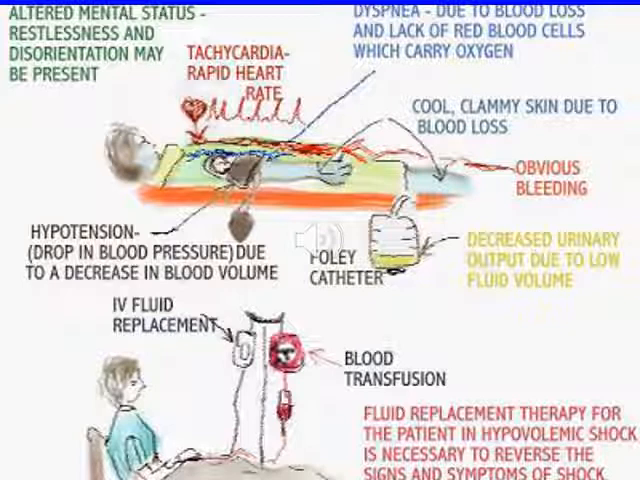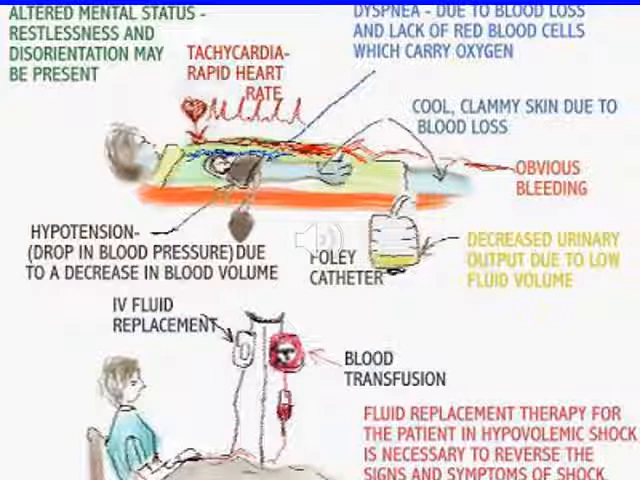Regarding the cardiovascular circulation, there will be tachycardia and there will be weak pulse. It's the rapid thready pulse. And the patient will suffer from dyspnea due to lack of the red blood cells which carry the oxygen. And regarding the kidney, we will have severe reduction in the urinary output due to decrease in the amount of the intravascular volume. The extremities, the upper limbs and lower limbs will be cool and clammy skin due to blood loss.